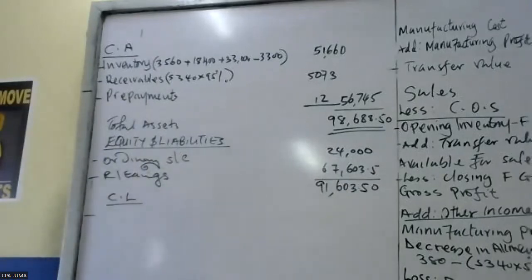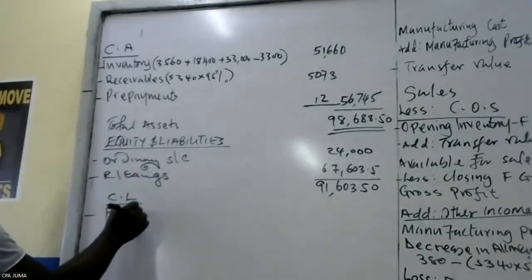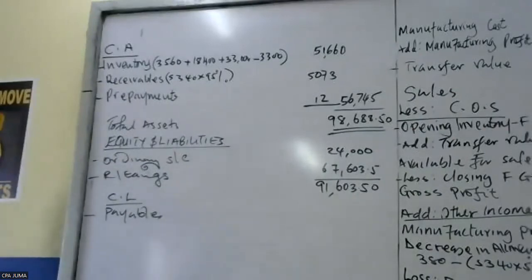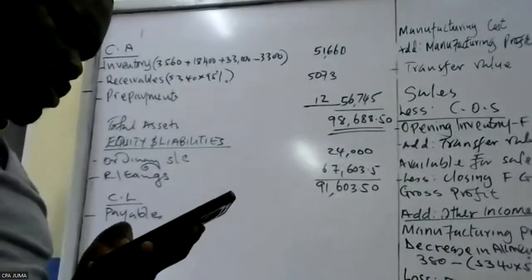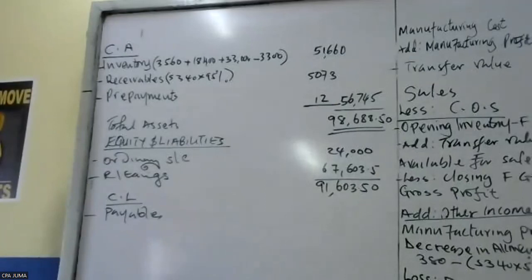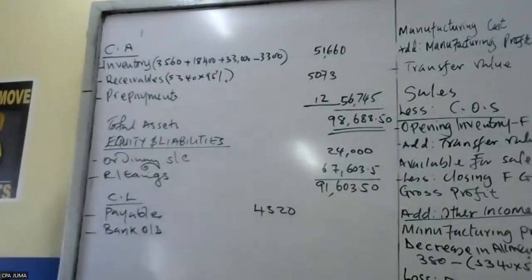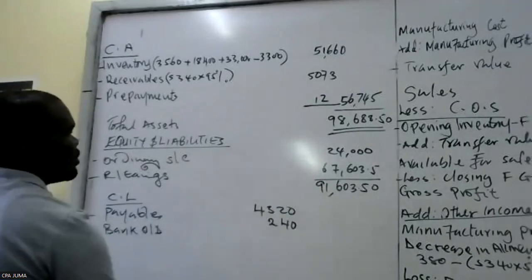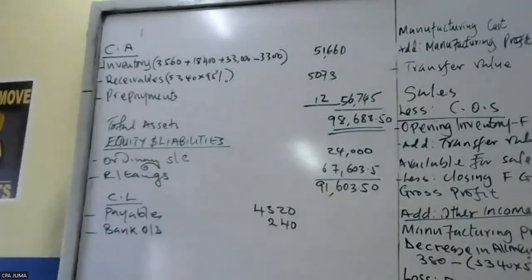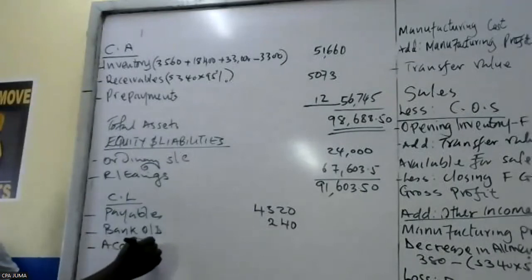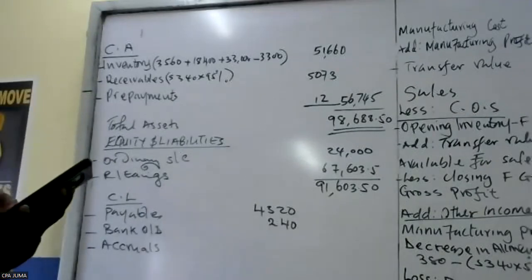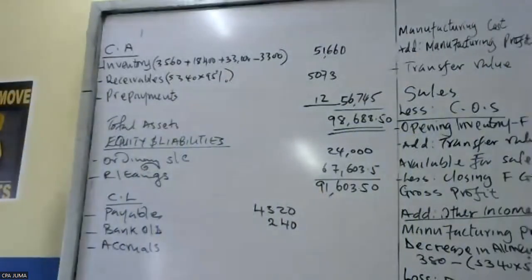So we go to current liabilities, payables. Payables as usual. Payables was how much? Check it on the credit side. Accounts payable, the second last. 43.20. Bank overdraft is 240. Then there were accruals. Check note number 3. Accrued factory expenses amounted to how much? 125.